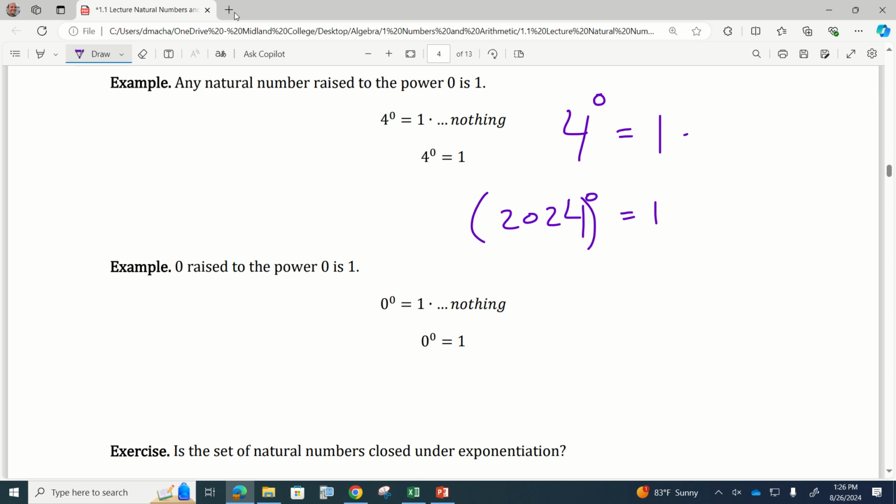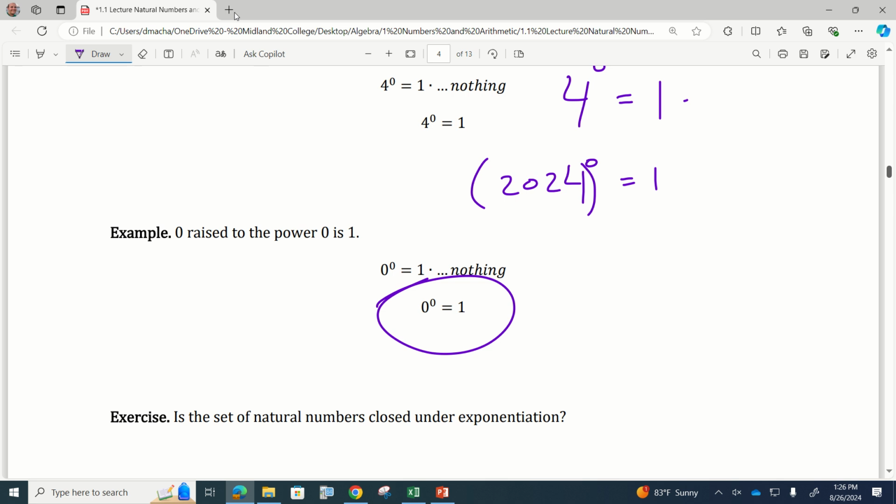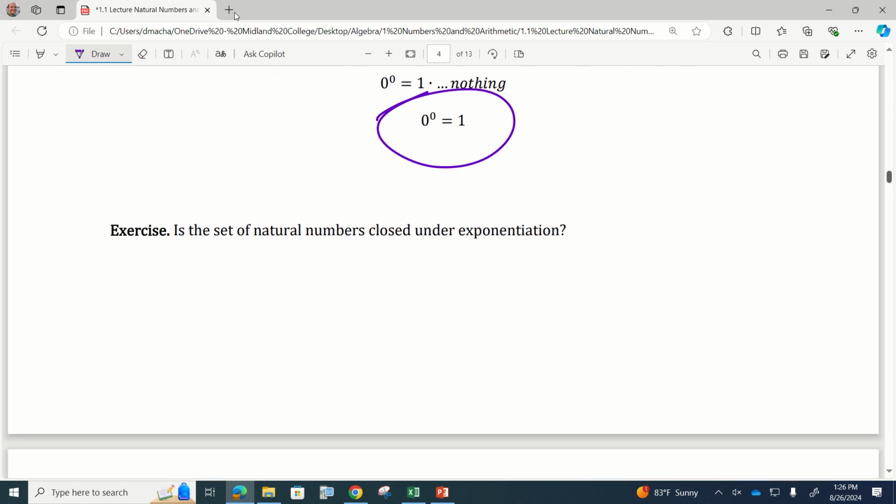Once again, 0 raised to the 0 power is also 1. We probably don't have to worry about that a lot, but if you were curious, 0 to the 0 is the number 1.